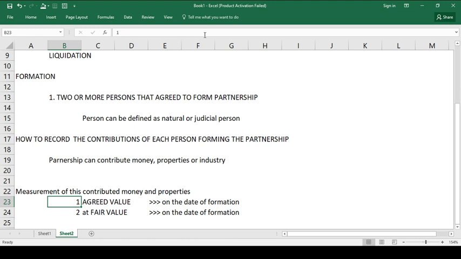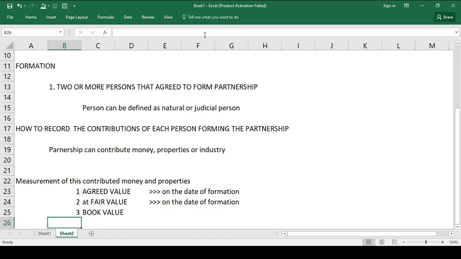Sir, what if agreed value is not given, the fair value is not given as well, or meron naman pong binigay na fair value but the fair value is not reliable? Ano po ba gagawin natin? Well, we can use immediately the book value of the properties. Pero very rare na po yung ganung sitwasyon. We will use the book value of the said property or money in the formation of the partnership. Yung common talaga is between the agreed value and the fair value.